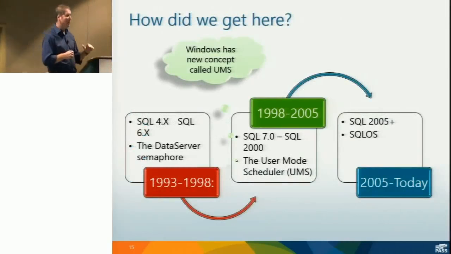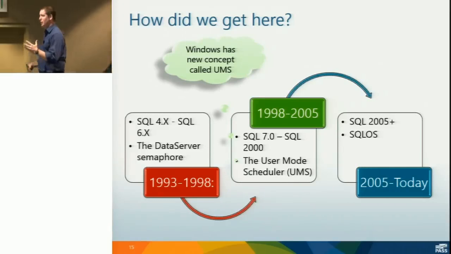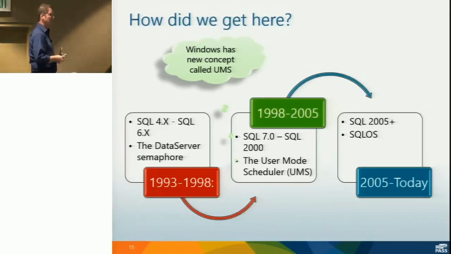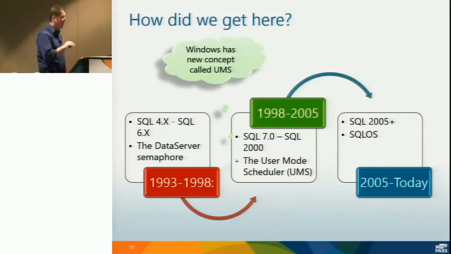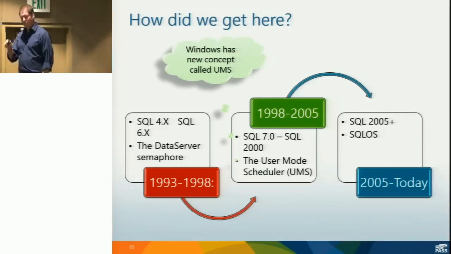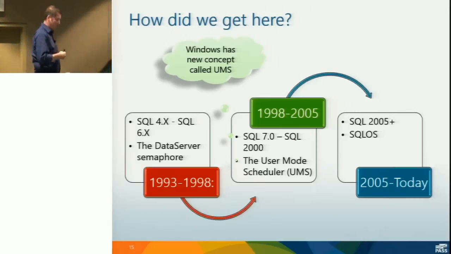So from those time ranges, SQL 4.x and 6.x, we used a concept called the data server semaphore. That was a way for us to control threads within SQL Server to make sure it didn't run out of control. A very, very basic design. We translated that in 7.0 and 2000 to something called user mode scheduling, or UMS. That was the next evolution of this. Beware that the Windows API set has something called UMS, user mode scheduling. That's not the same thing. But we had something called UMS.